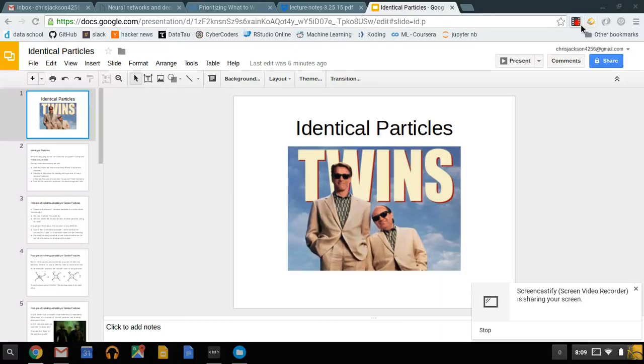So today we're going to start with a brief introduction into a very important topic, especially for condensed matter physicists, but also people that study scattering experiments where you're looking at states that have identical particles in them. And so this section of the class is known as the identical particle section.